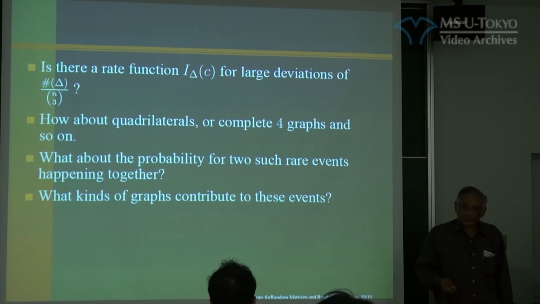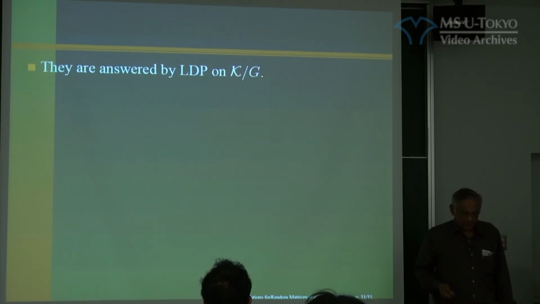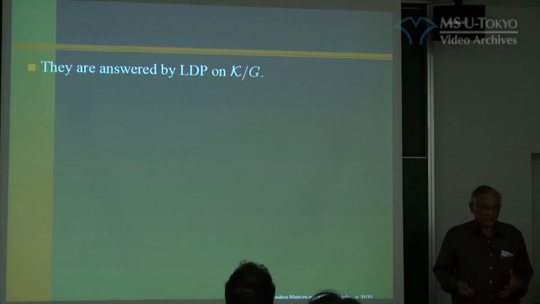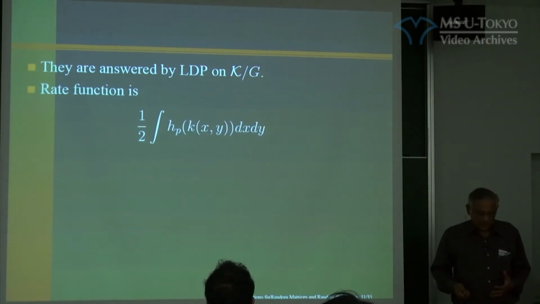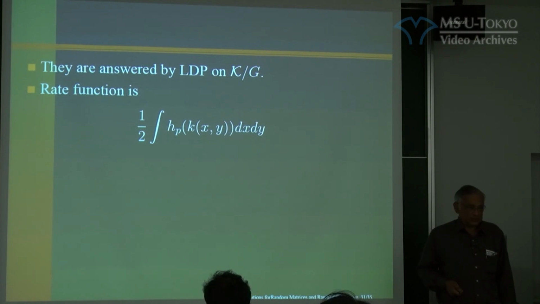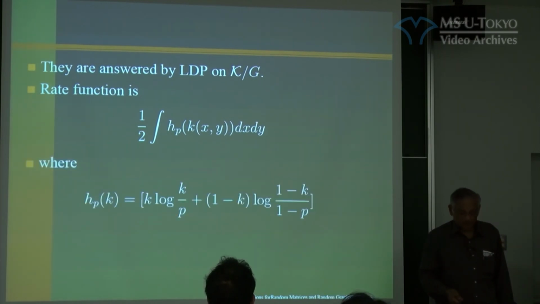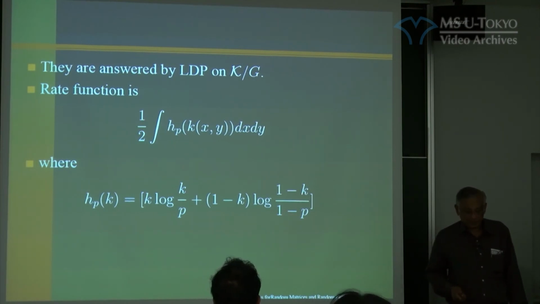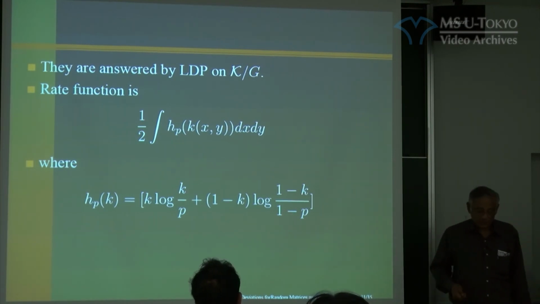Another thing you want to ask is, if the number of triangles is more, what kind of graphs contributed to these things? So, these are all done now by doing large deviation and K mod G, and you have an explicit rate function, which is a Cramér rate function for the binomial 0, 1. You can write it down. It is just k log k over p plus 1 minus k log 1 minus k over 1 minus p, a very explicit function H p.